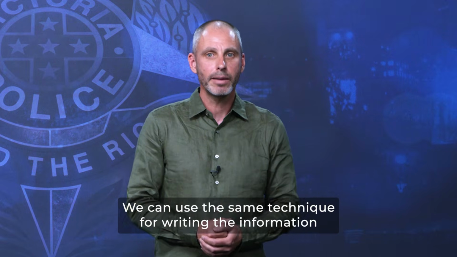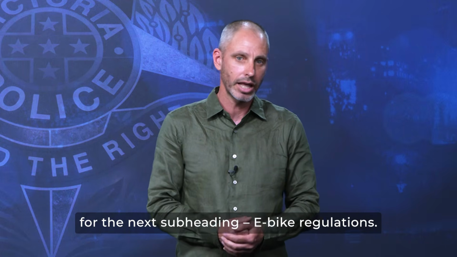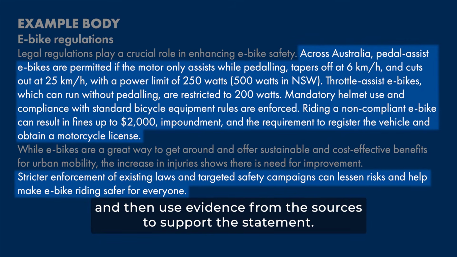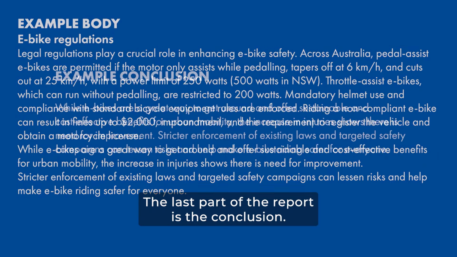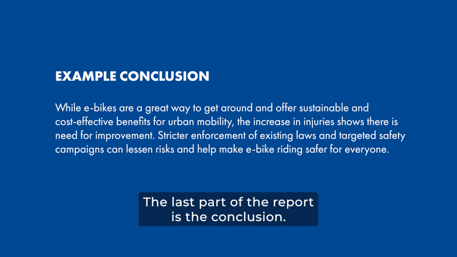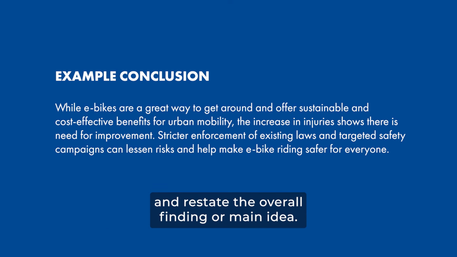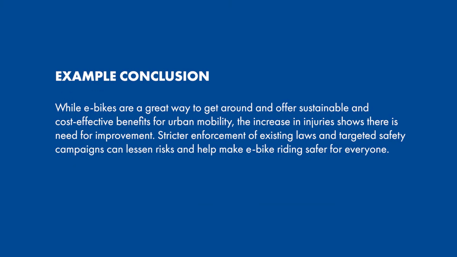We can use the same technique for writing the information for the next subheading, e-bike regulations. We start with a topic sentence and then use evidence from the sources to support the statement. The last part of the report is the conclusion. It should summarise your key points and restate the overall finding or main idea. Avoid introducing any new information in the conclusion. Here's an example of a conclusion.